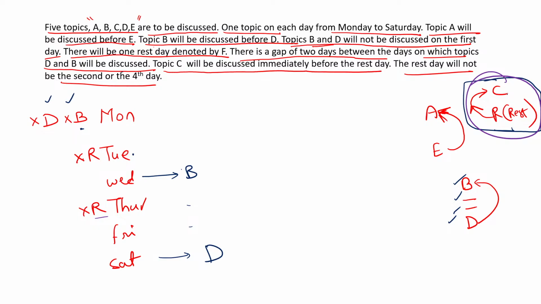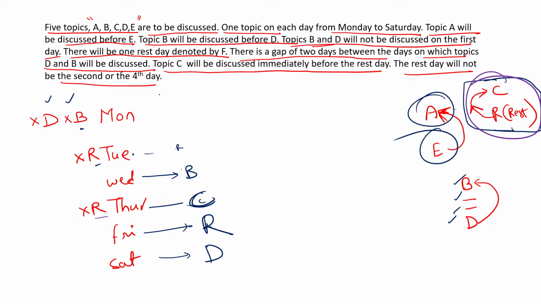And he is saying that C has to be immediately before R. See here, if I place R here, C can be here, but I can't place R here because this should not be R. So the only possibility for R and C here is R should be here and C should be here. And according to our problem, A should come before E. So the only possibility is A should be here and E should be here. This should be your answer. A, E, B, C, R, S and D.